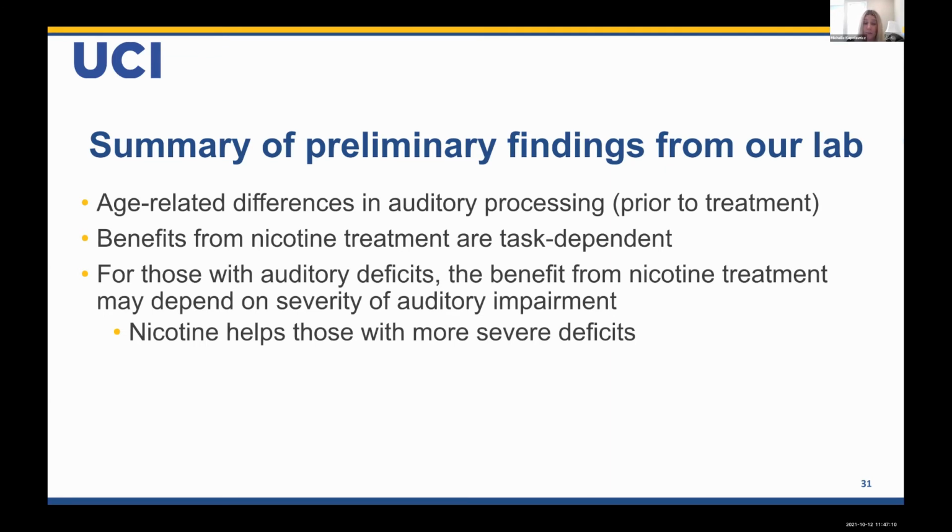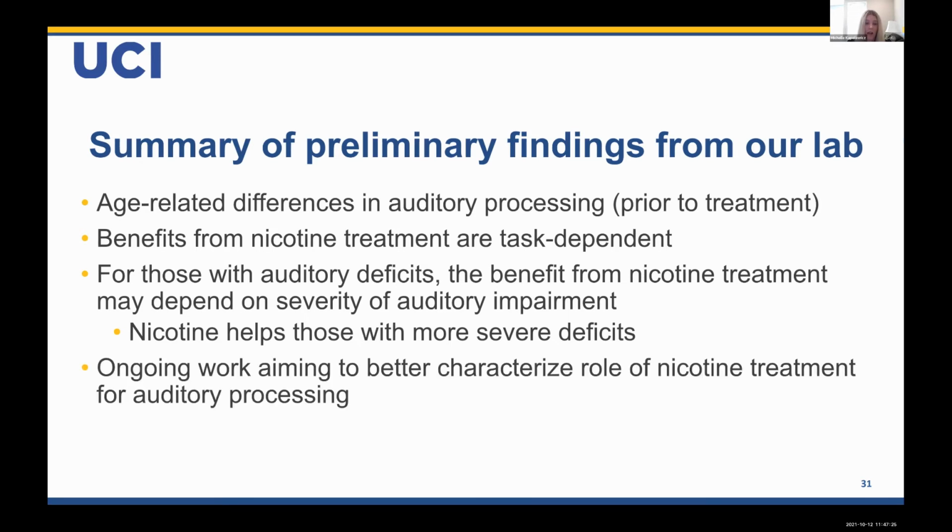And then for people who have auditory deficits, maybe not even limited to just older individuals, the benefit from this nicotine treatment could actually depend on the severity of the impairment. So nicotine may actually help those who have more severe deficits. And this is what our ongoing work is aiming to better characterize. So we want to understand, again, more thoroughly how nicotine treatment might help with auditory processing, what groups it might help, and in what conditions it might help, and also to better understand the mechanism behind it, if it's related to maybe the lack of inhibition due to attention-related deficits.